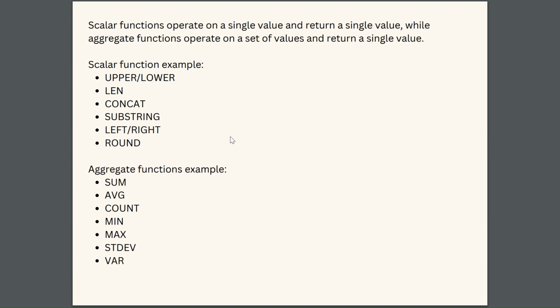When we see the examples of scalar and aggregate functions itself, we will get to know what is the difference. So upper, lower, length, concat, substring, left, right, and round functions are scalar functions. So they will act on a single row and they will give a single output or a single row output. But in case of aggregate functions like sum, average, count, minimum, maximum, standard deviation, and variance, they will act on multiple rows and they will finally provide a single output. So that is the difference between scalar and aggregate function.